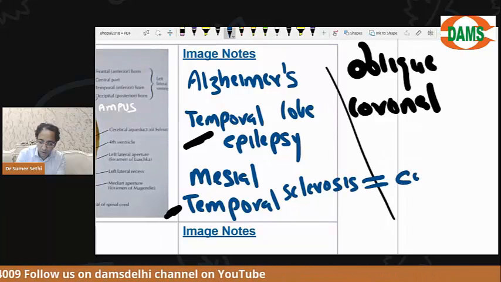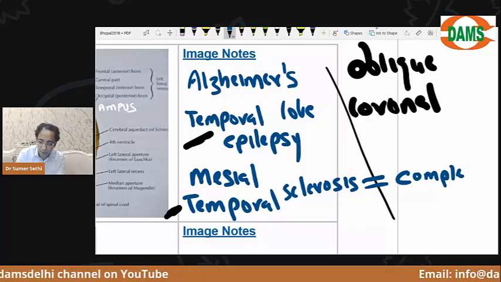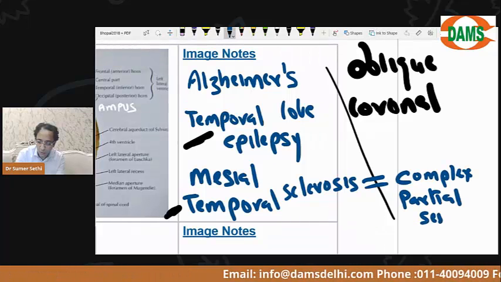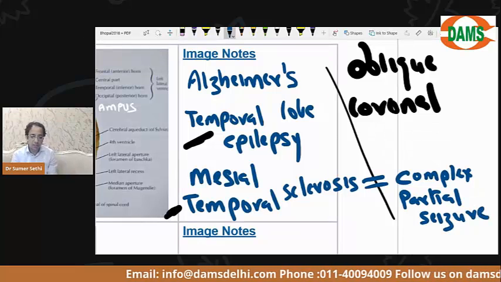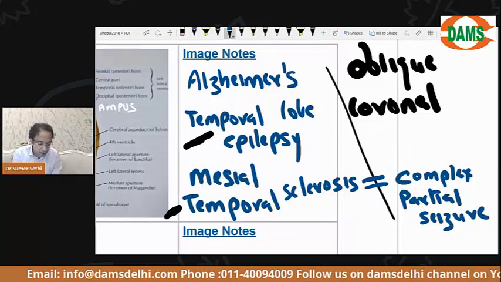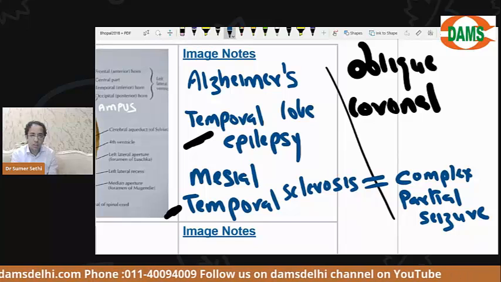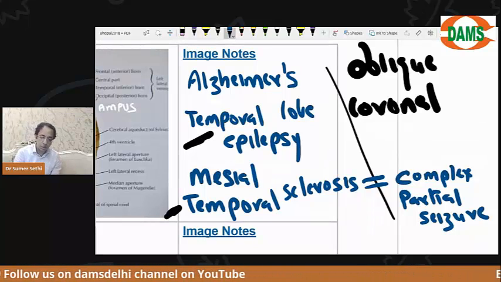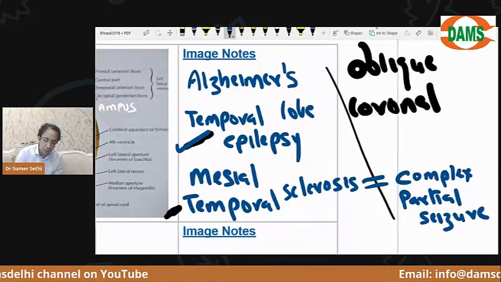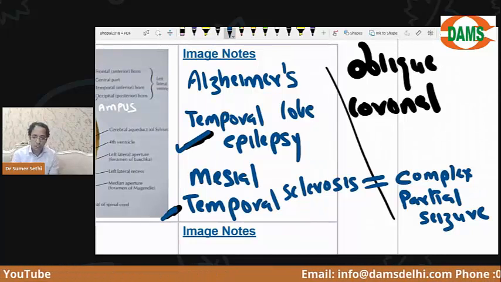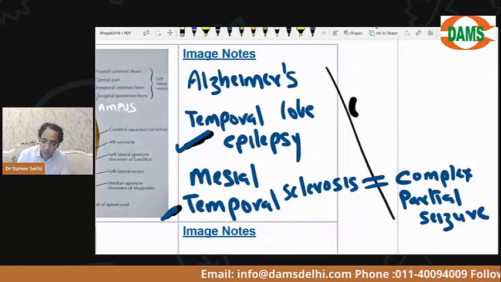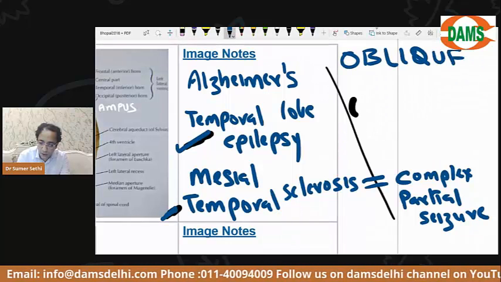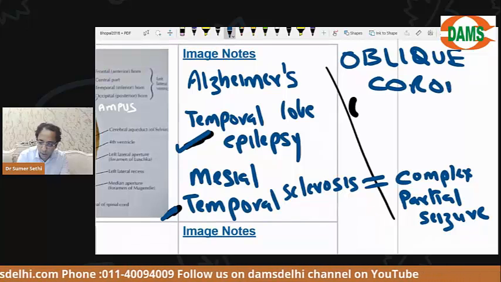Have you ever heard of something called complex partial seizures? Okay, so you will read about this in your pediatrics and neurology. Complex partial seizures are associated with the atrophy or damage to the hippocampus. We call this temporal lobe epilepsy, or we'll say mesial temporal sclerosis. Both of them are best seen on oblique coronal scans, not on a routine coronal MRI.